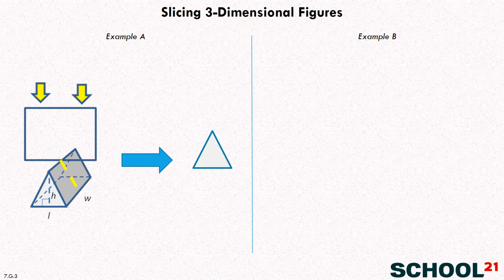Because if you took this plane right here and cut through and looked at the end, it would be a triangle. And what we're trying to do here is just to understand the relationship between three-dimensional shapes and two-dimensional shapes like this triangle. Let's do one more example.